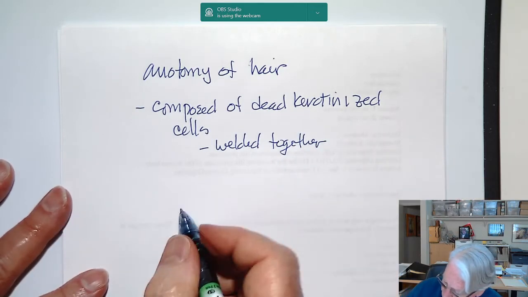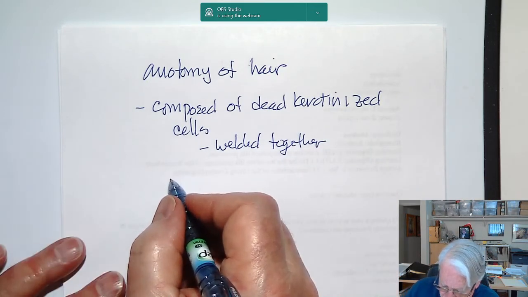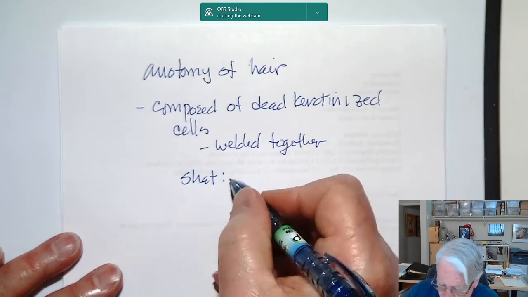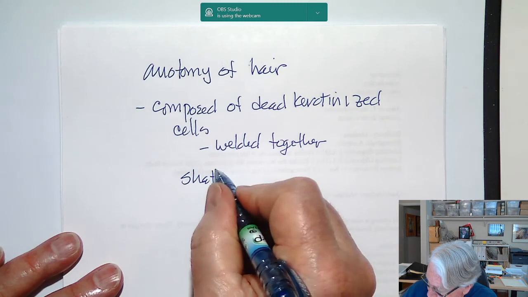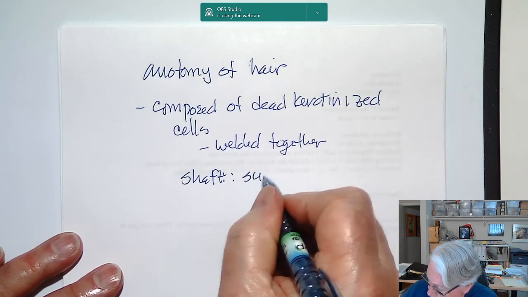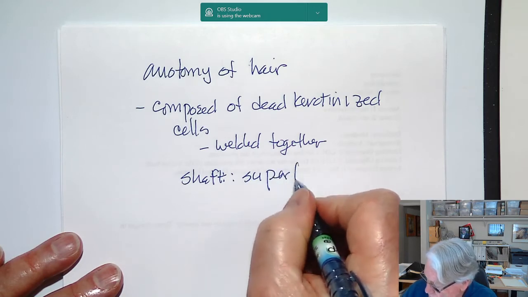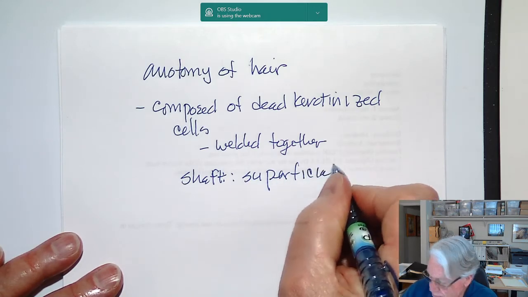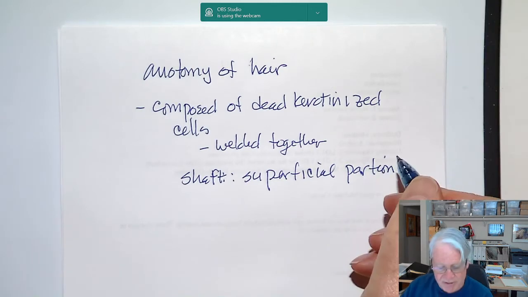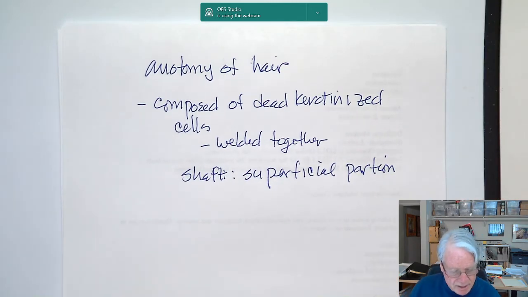Okay. We have a number of structures. So the shaft, and there's an F there, let's do that, T. The shaft is the superficial portion. In other words, it's the part that sticks above the hair. So let's go ahead and identify that in our drawing.